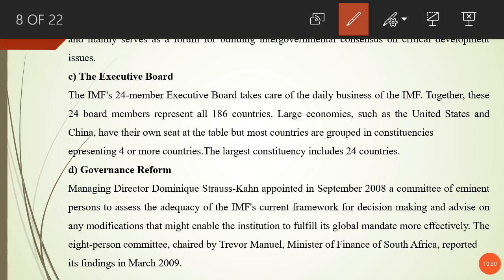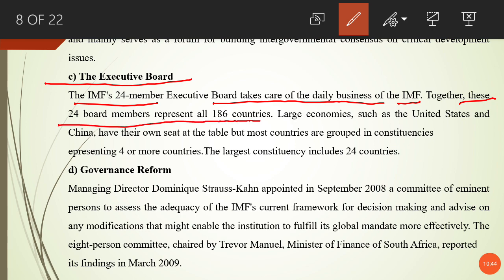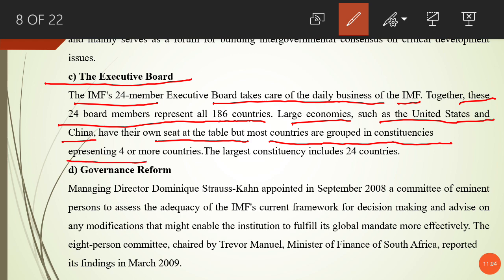C. The Executive Board. The International Monetary Fund's 24-member Executive Board takes care of the daily business of the International Monetary Fund. Together, these 24 board members represent all 186 countries. Large economies such as the United States and China have their own seat at the table, but most countries are grouped in constituencies representing 4 or more countries. The largest constituency includes 24 countries.